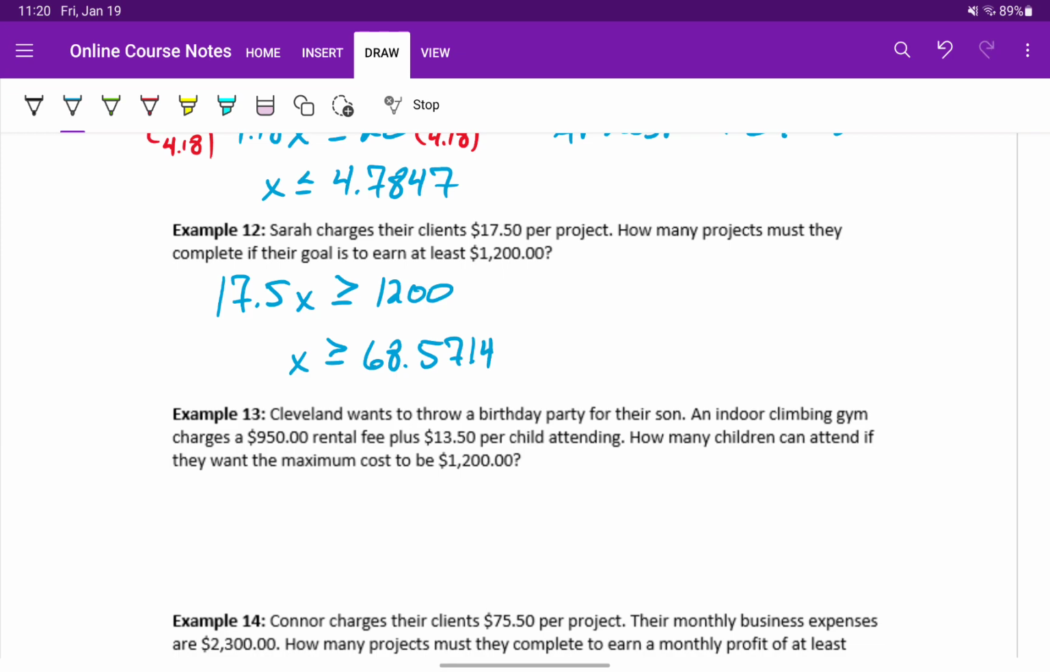And now again, we need to think about whether our answer should be 68 or 69. Should we round that number up or down? If we rounded it down to 68, that would not be a solution to this inequality statement. So in this case, we need to round up to say that she needs to complete at least 69 projects in order to hit that goal of earning $1,200.